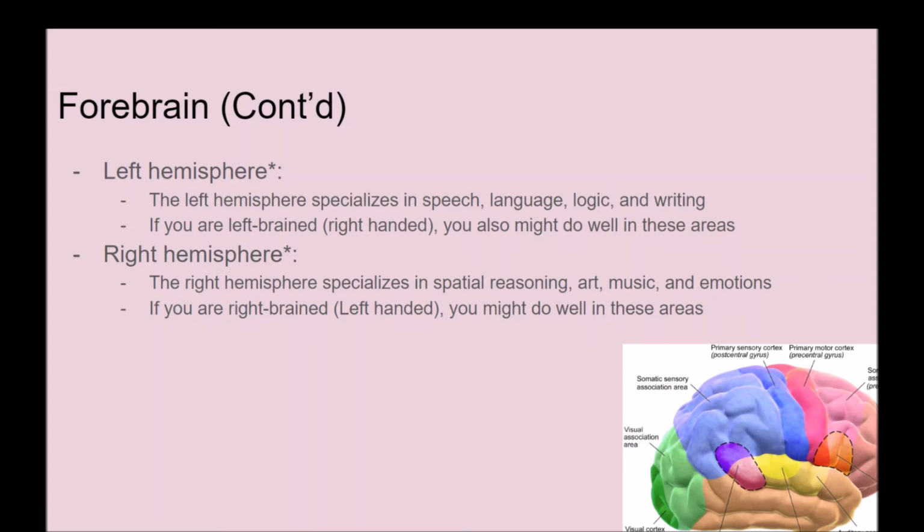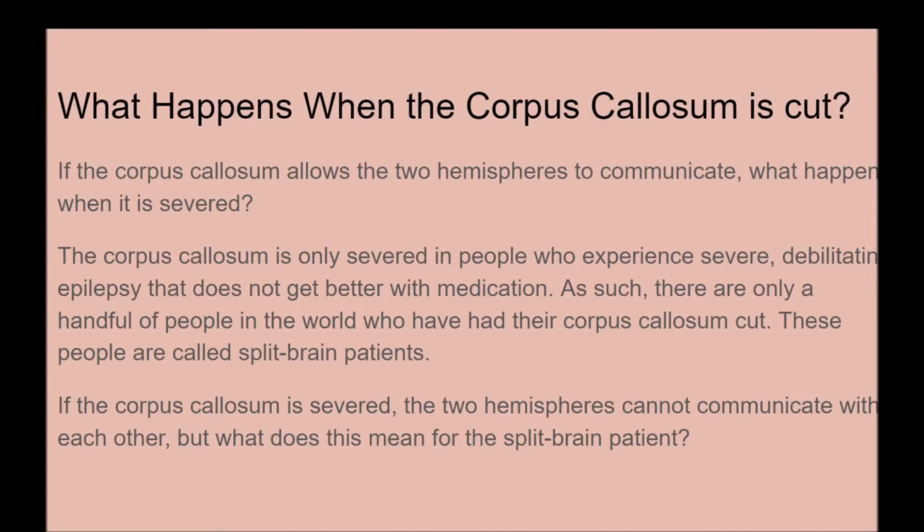The left hemisphere specializes in speech, language, logic, and writing. So if you are left-brained, which means you're right-handed, you also might do well in these areas. The right hemisphere specializes in spatial reasoning, art, music, and emotions. So if you are right-brained, which means you're left-handed, you might do well in these areas. But of course, there are always exceptions to the rules.